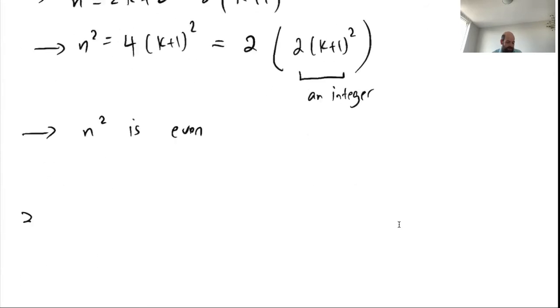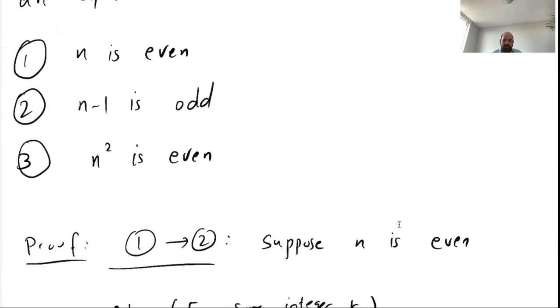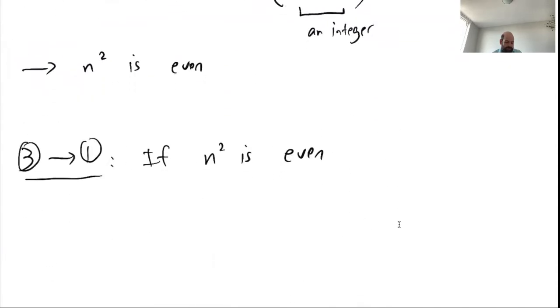And lastly, 3 to 1. If n squared is even, then I want to show n is even. So this one we have done many times during today and also last lecture. How did we do it? If n squared is even, then n is even. The proof is proof by contradiction.